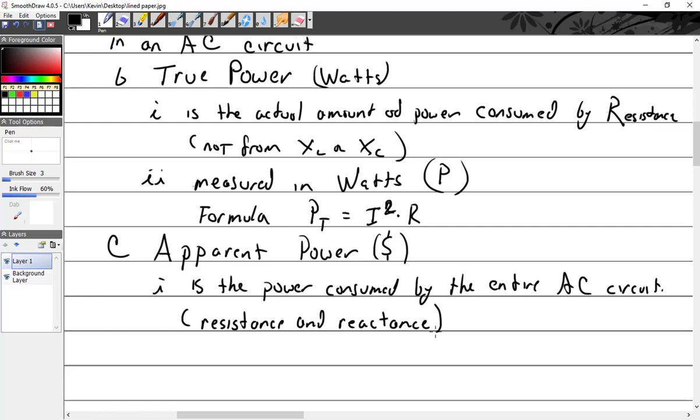Wait, I have a question. For true power, you said I squared R. Isn't that the same thing as just voltage times I? Yeah. But for some reason, I went with I squared R, and I don't remember exactly why. I think it's because one of the sources that I'm using preferred to do it this way. And I'm going to be honest with you.